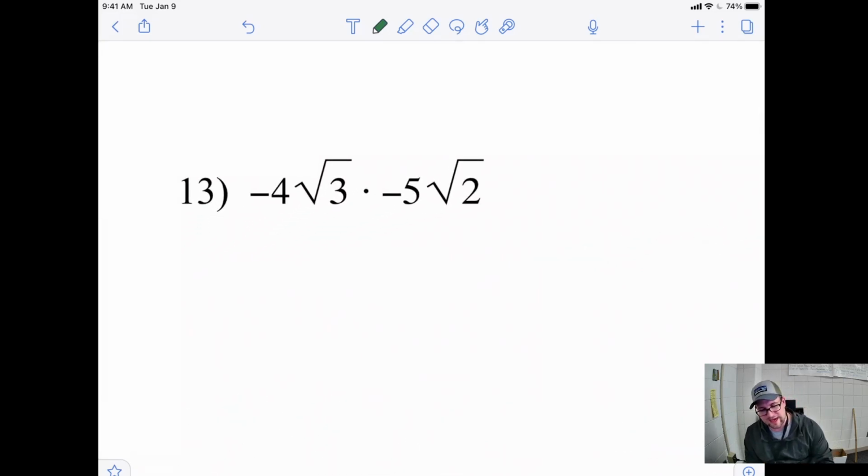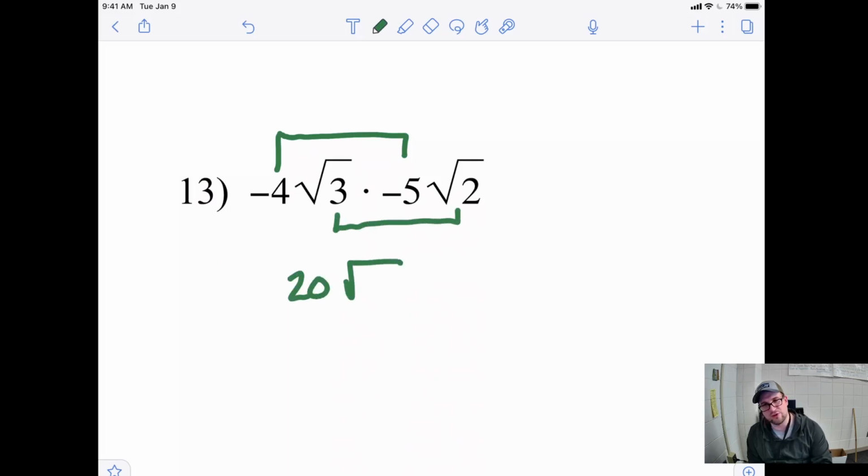Whenever you get actual numbers on the outside, you just multiply those. Those give you your outside number. So -4 times -5, let's be careful with our signs, is going to give us a positive 20. Now 3 times 2 is going to give us a positive 6. And that's actually it. There's nothing more to do here. The reason we can't do more is because 6 only breaks down into 3 and 2, so there's nothing else to simplify, which makes this our final answer.